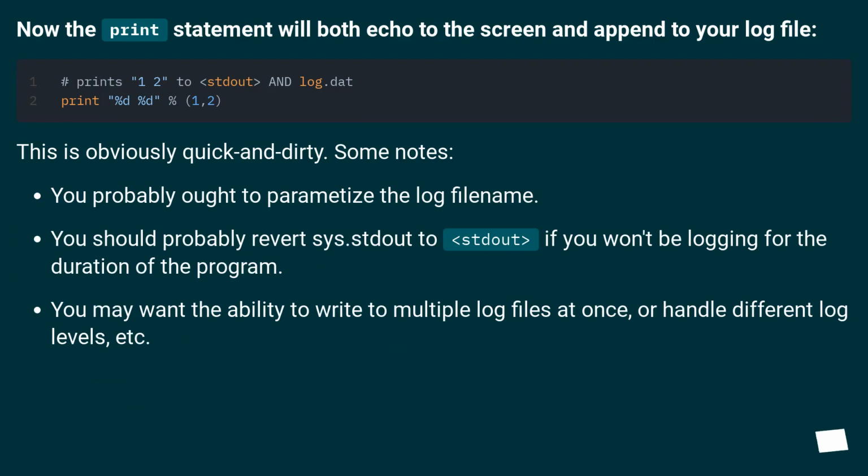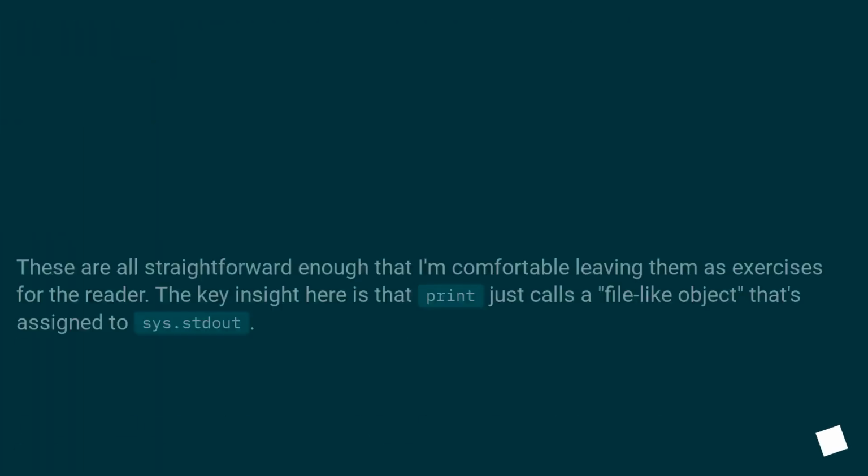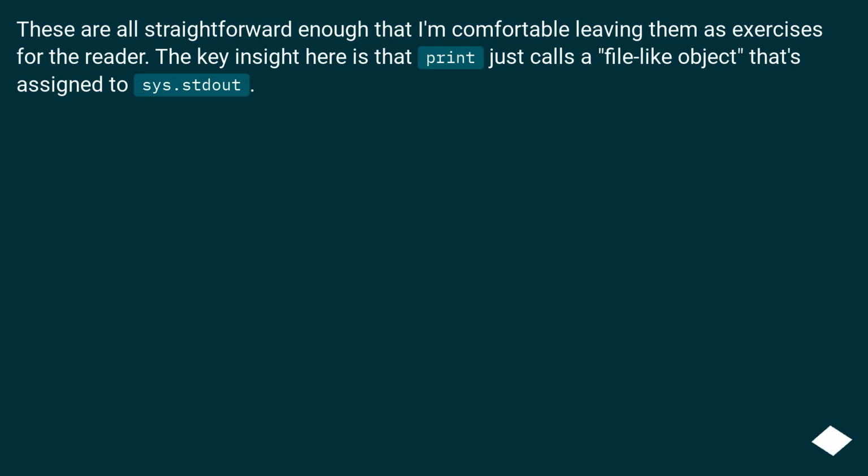This is obviously quick and dirty. Some notes. You probably ought to parameterize the log file name. You should probably revert sys.stdout to stdout. If you won't be logging for the duration of the program, you may want the ability to write to multiple log files at once, or handle different log levels, etc. These are all straightforward enough that I'm comfortable leaving them as exercises for the reader. The key insight here is that print just calls a file-like object that's assigned to sys.stdout.